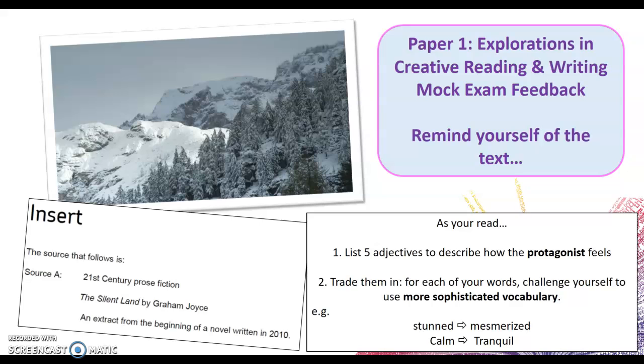The second thing that I've asked you to do is to trade them in. You might have come up with 5 adjectives, but can you use a more sophisticated word? Can you use more sophisticated vocabulary to really challenge yourself? For example, if you said that she was stunned, you might swap that out for mesmerised. Instead of saying that she was calm, you might say that she was very tranquil.